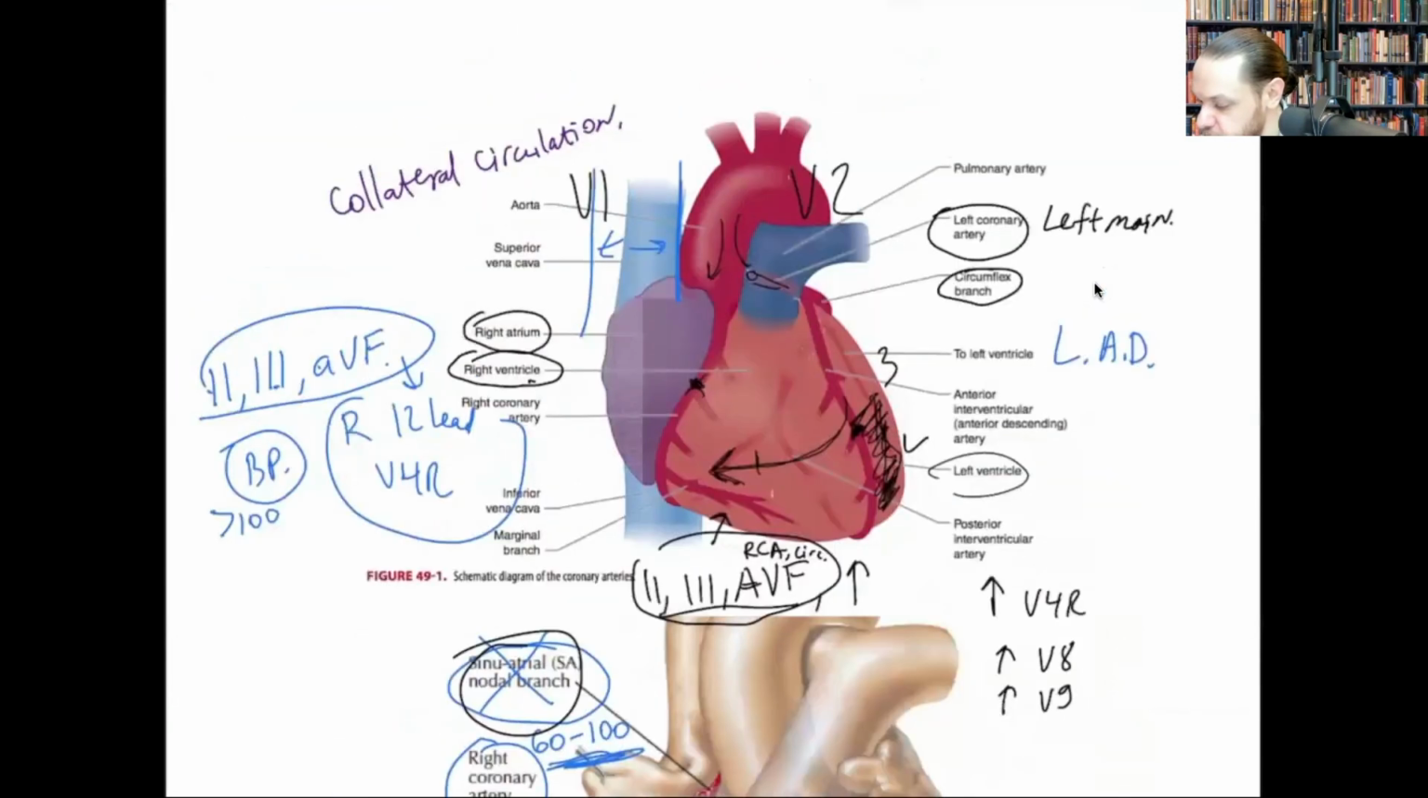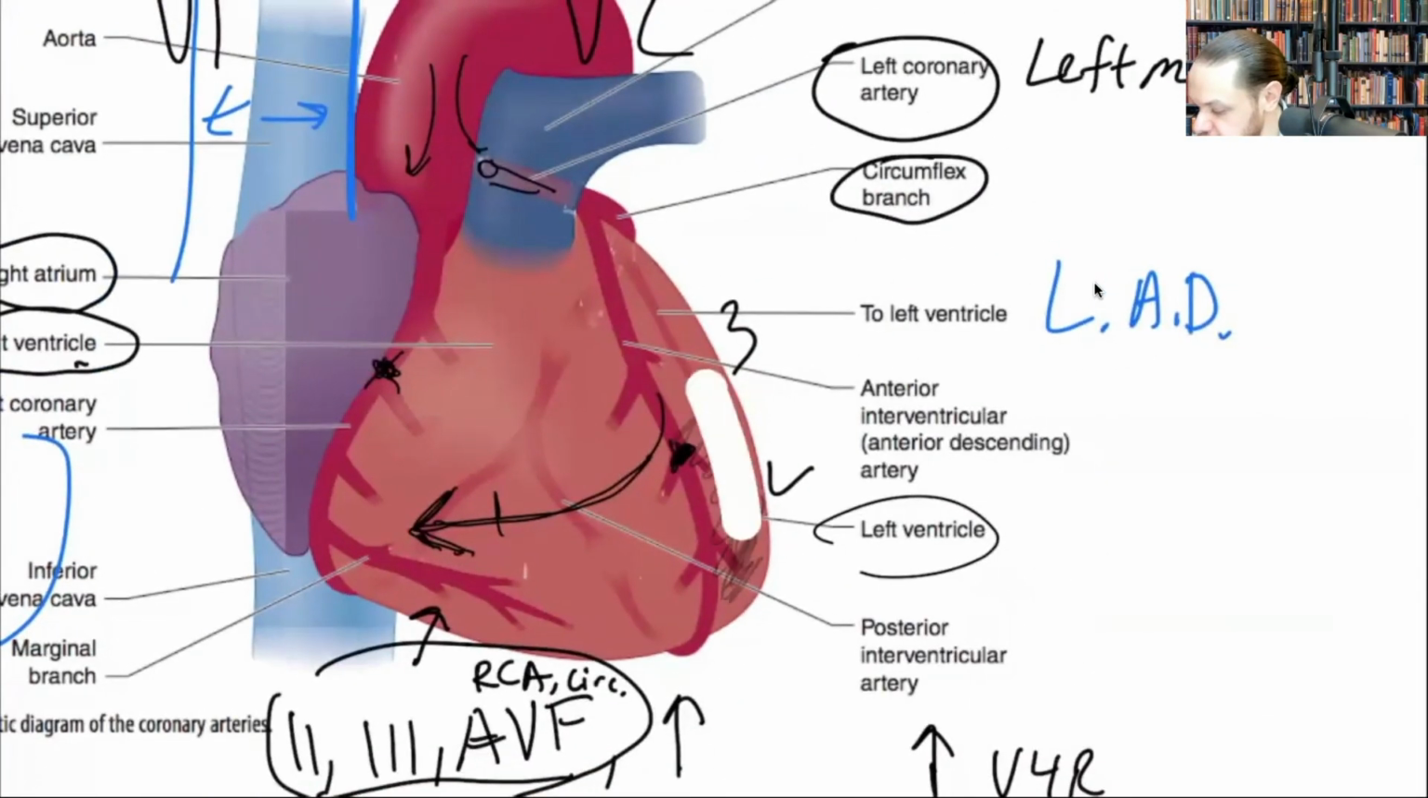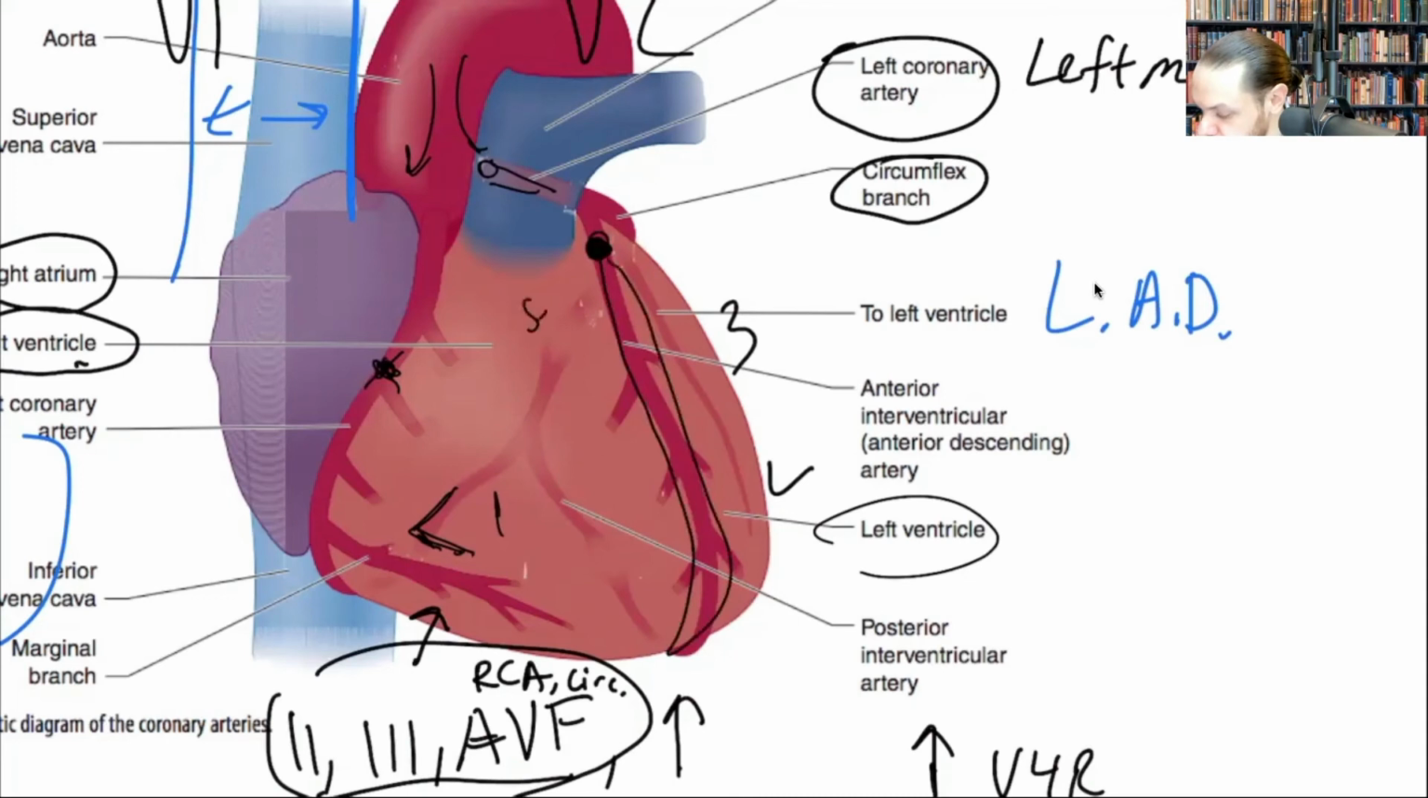So when they say proximal LAD, proximal LAD would be right here. So this is your LAD. This is your septal wall. This is your anterior wall.